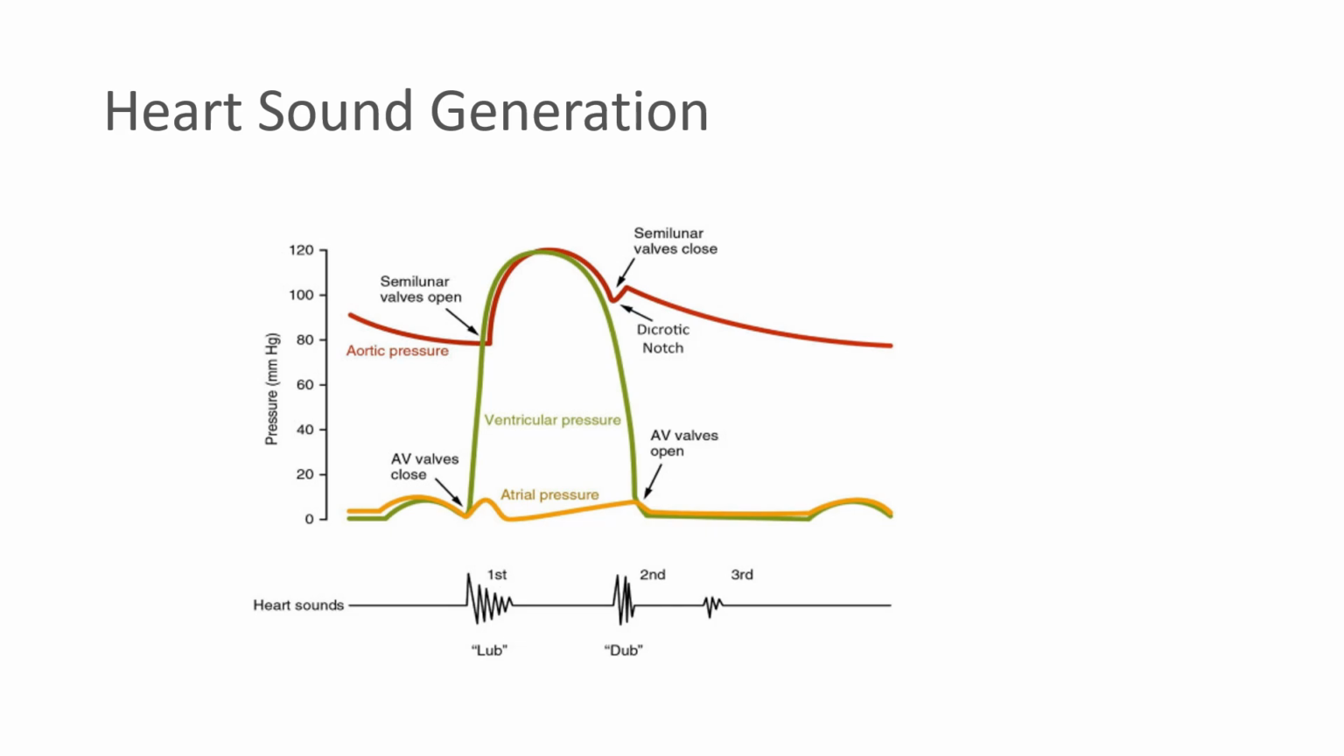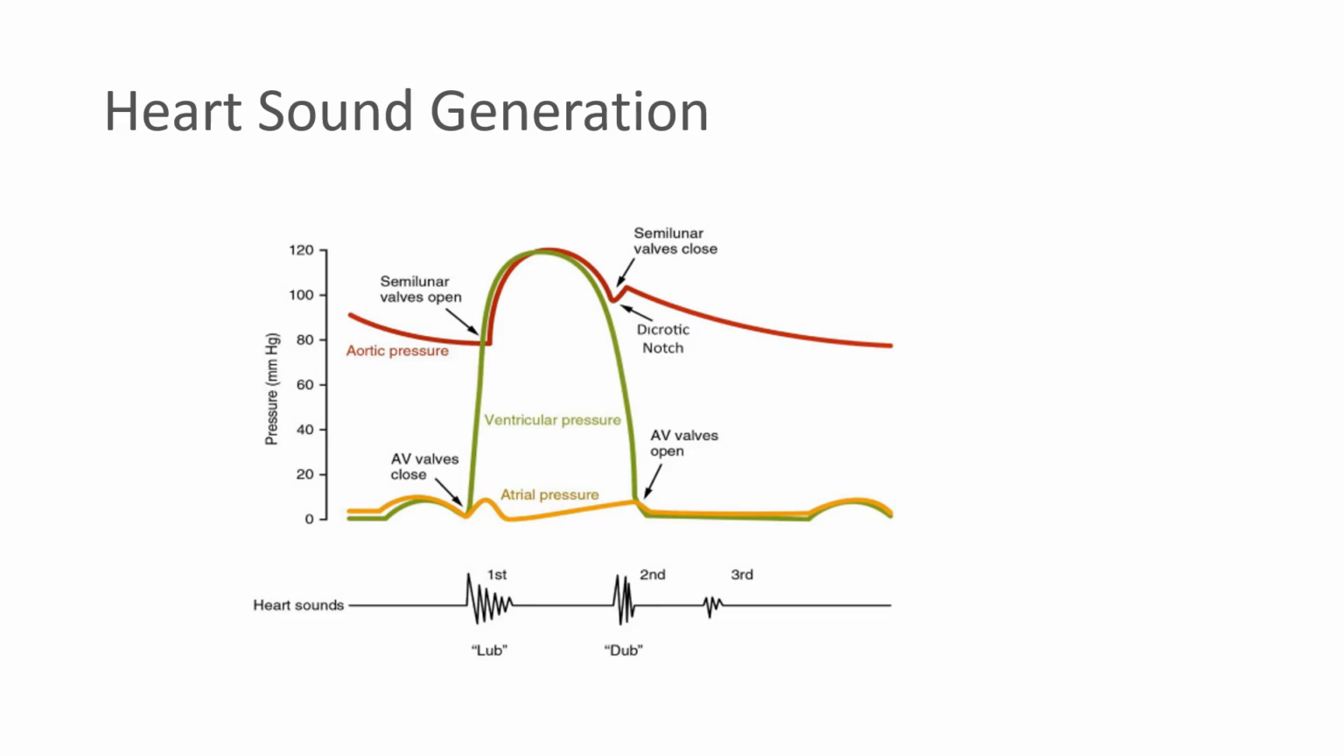Heart sound generation. So you can see the picture: what is the lub sound and what is the dub sound. You can hear. Lub means S1, dub means S2. We also have S3 and S4. If S3 and S4 are present, something abnormal is happening in our heartbeat.